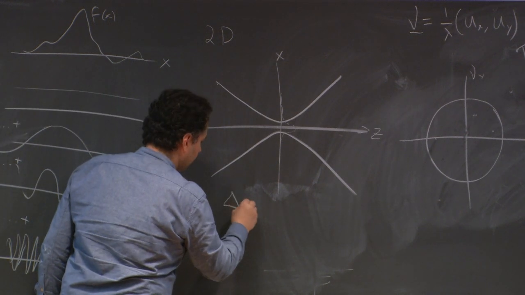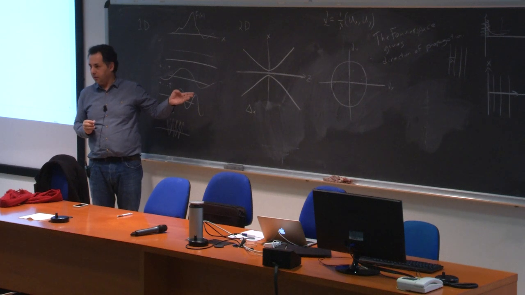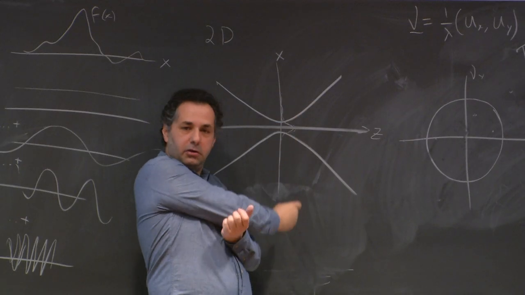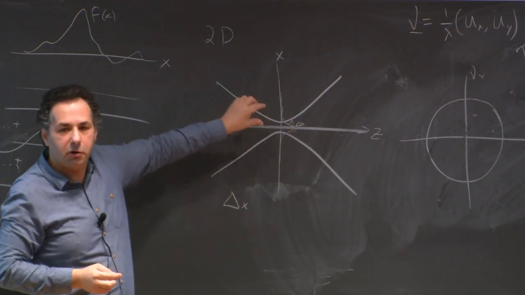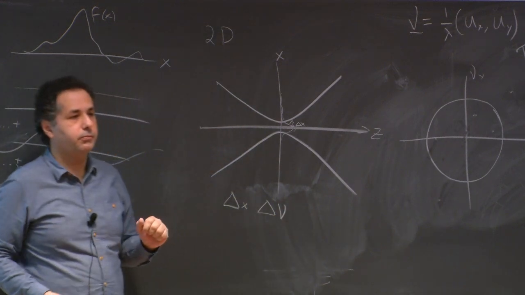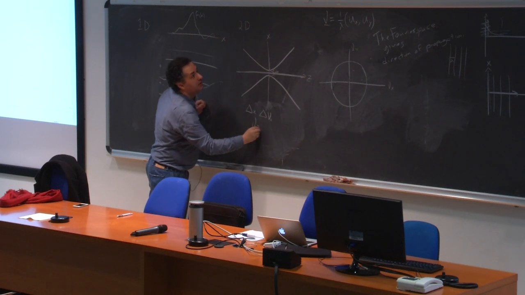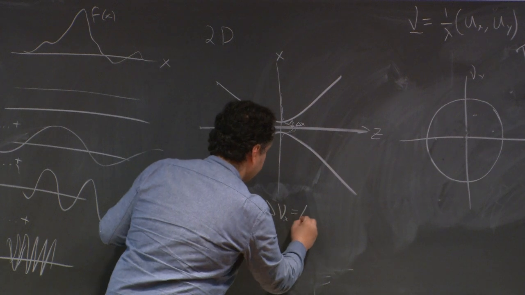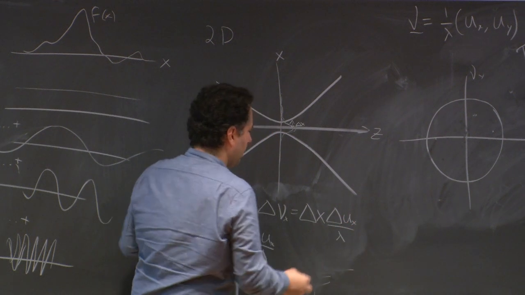What is delta x in this case from the point of view of the uncertainty relation? It tells me about the width of the intensity on this. So it tells me about this width here. Delta x is how small that dot is. But what about delta nu? Nu now is in one direction, let's say nu x, nu x is u sub x divided by lambda. So this is the same as delta x, delta u sub x divided by lambda. But what is u sub x here?